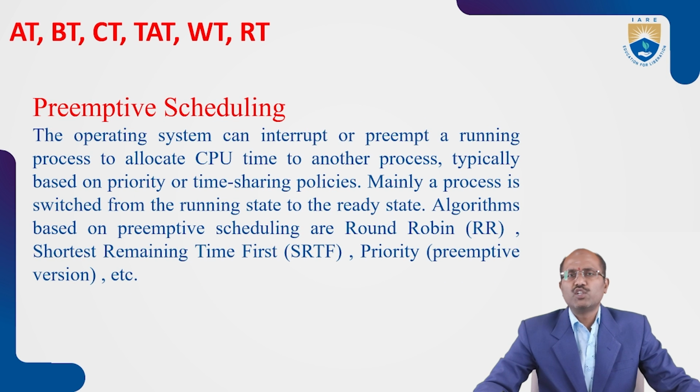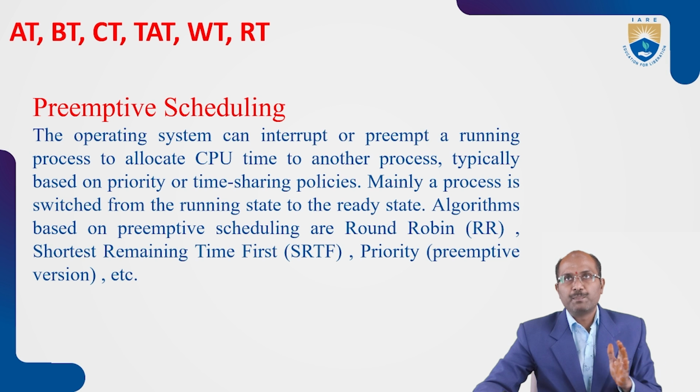Yes, there are two types of scheduling algorithms: preemptive scheduling and non-preemptive scheduling. Preemptive scheduling means the process can be switched to the next process during execution. Its context switching depends upon the time quantum and the time slice. It can preempt the running process to allocate CPU time to another process, typically based on priority or time sharing policies. Mainly the process switches from the running state to the ready state.